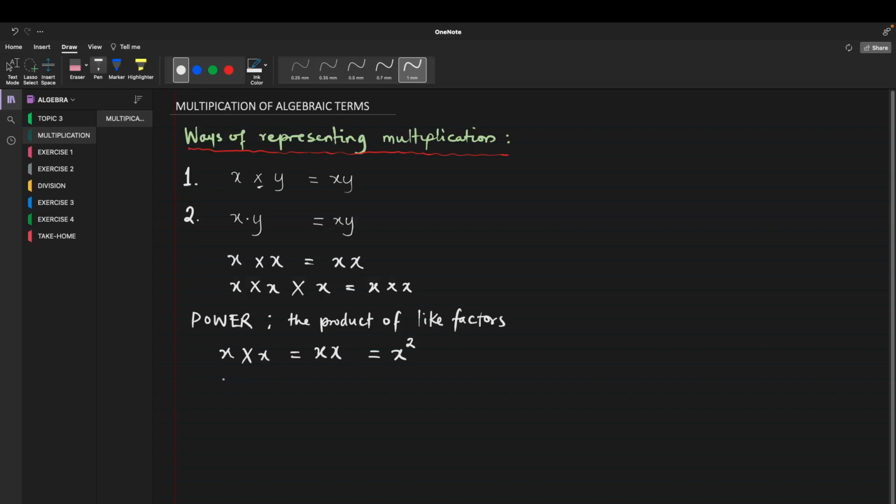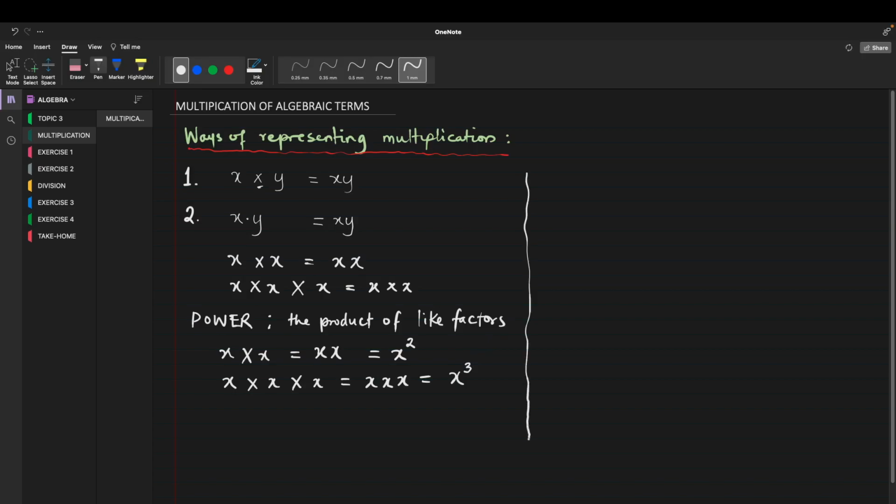In a similar way, you could say x times x times x will be equal to xxx, but definitely when it comes to algebra, a better way to express this is x raised to the power 3.